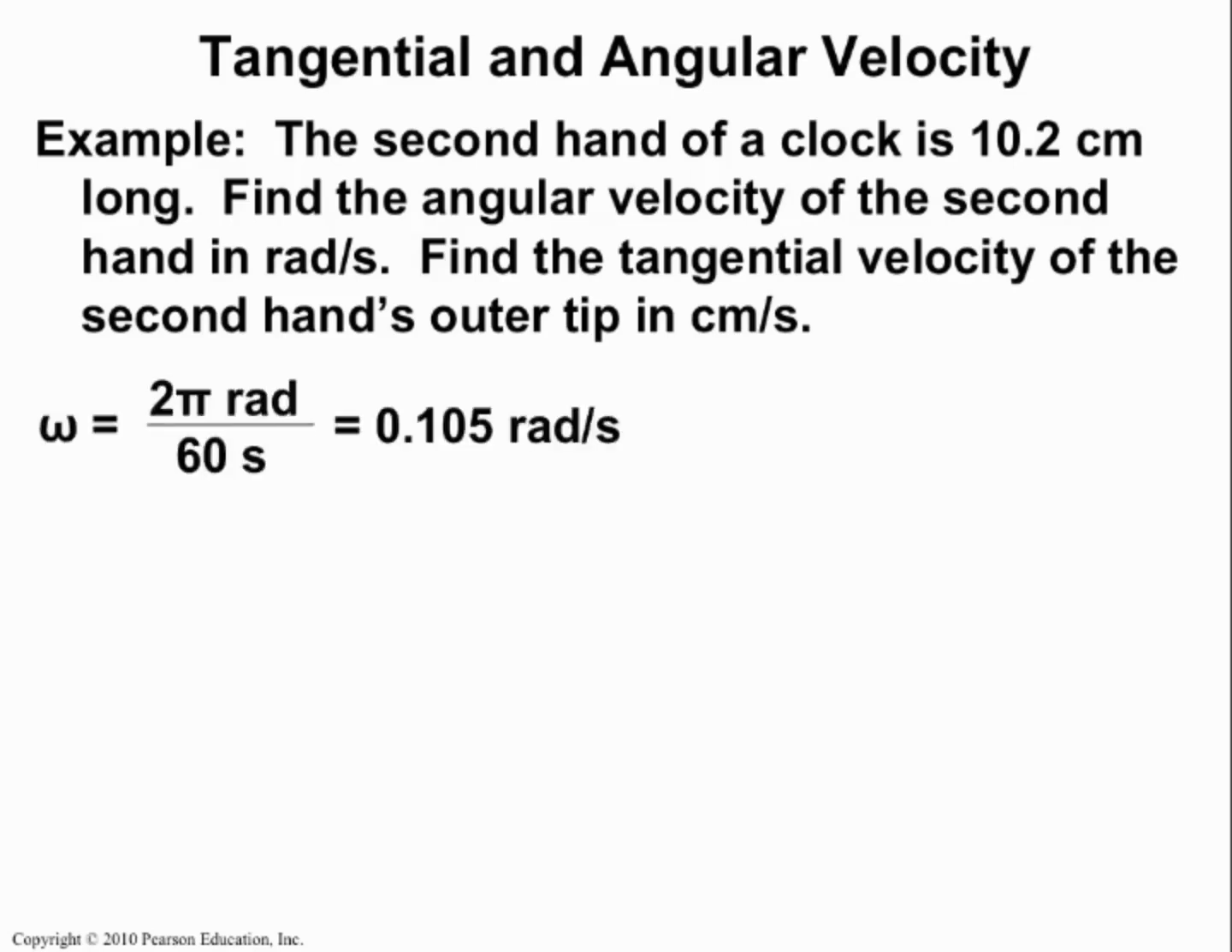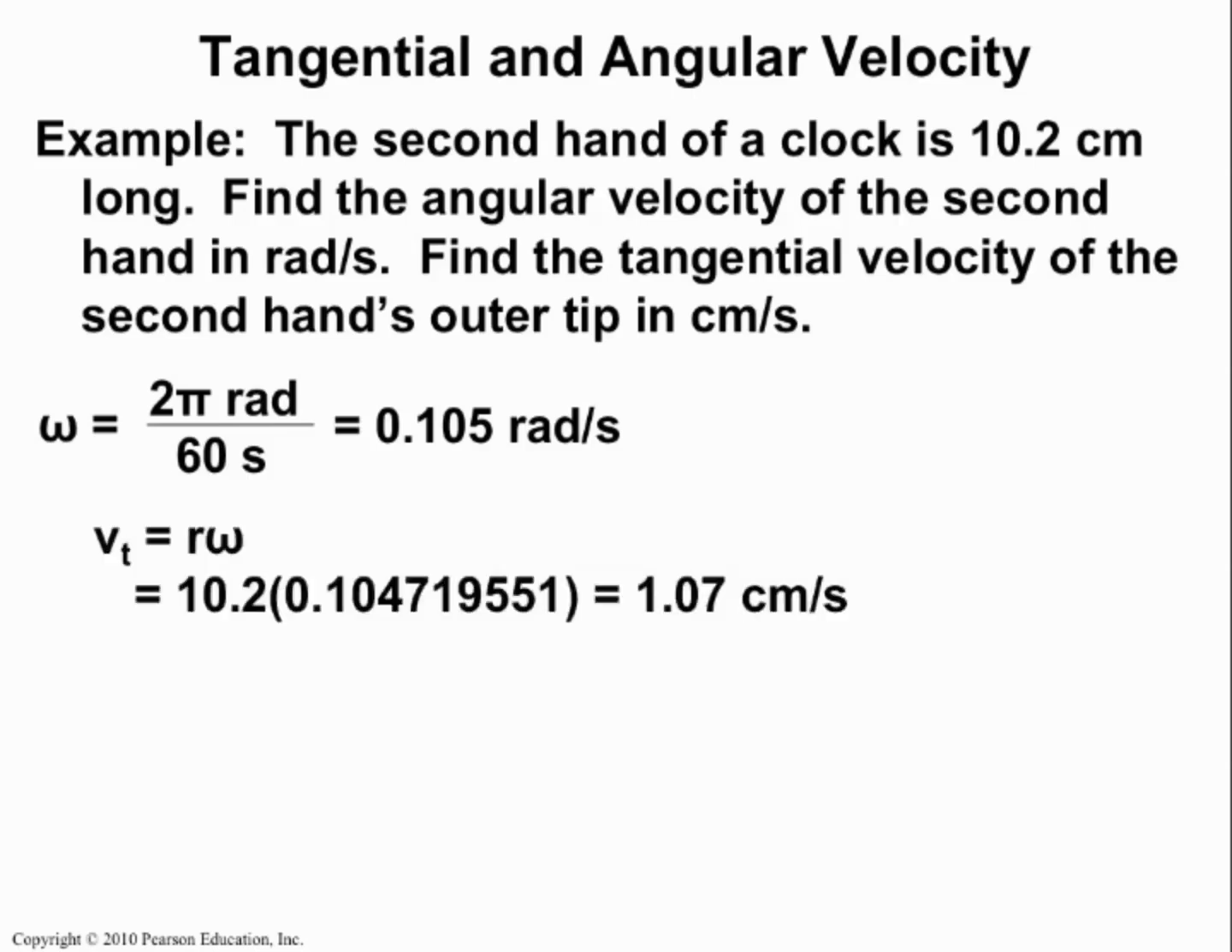All right, so omega equals 2 pi radians over 60 seconds. Where did this come from? Well, we know in one full revolution, as that hand that measures seconds is going around the clock, it covers 2 pi radians. But we also know that one full revolution of the second hand takes 60 seconds because it's the second hand. It measures seconds. It goes around the clock in 60 seconds. Therefore, we have omega equals 0.105 radians per second.